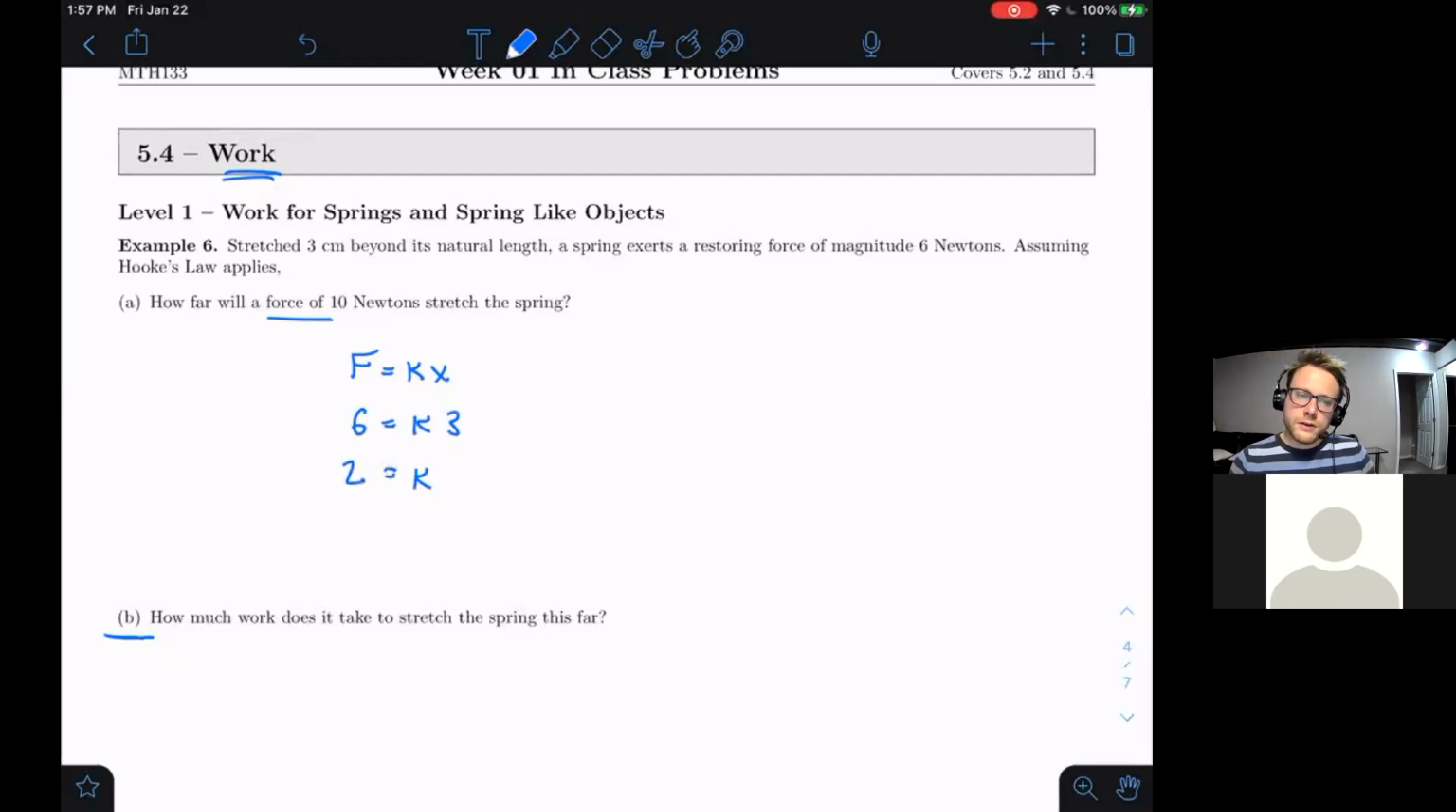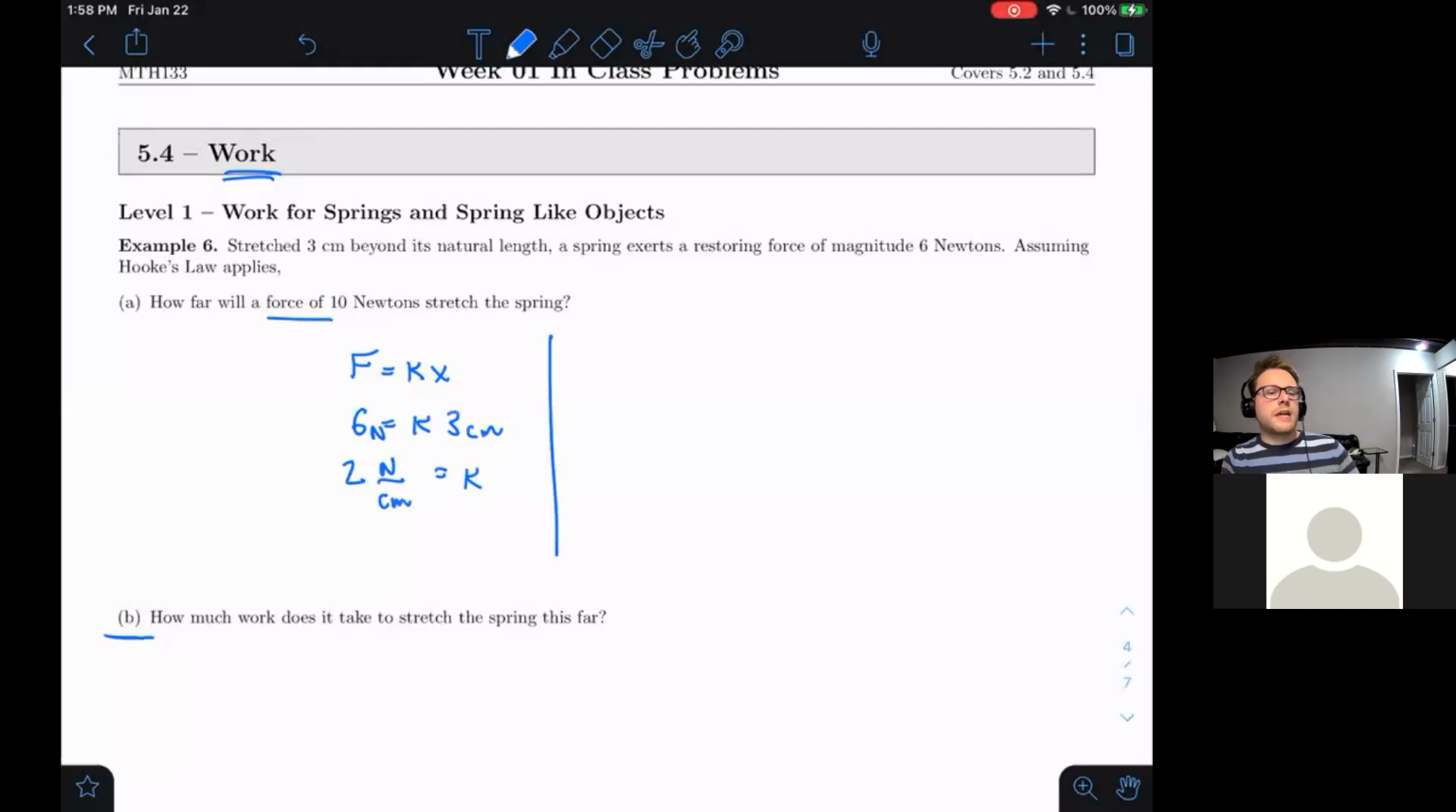Again, you do want to think about, especially if there are changing units, what the units would be for the K value. Force is in newtons, and this is 3 centimeters, so if you want to be very explicit about this, it would be in newtons per centimeter. Luckily, though, as we go on to solving part A, we could just answer in centimeters.